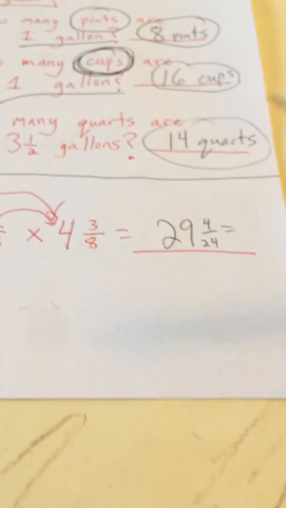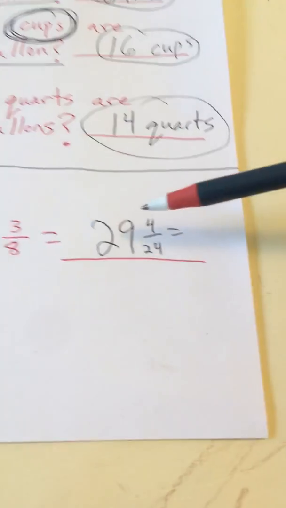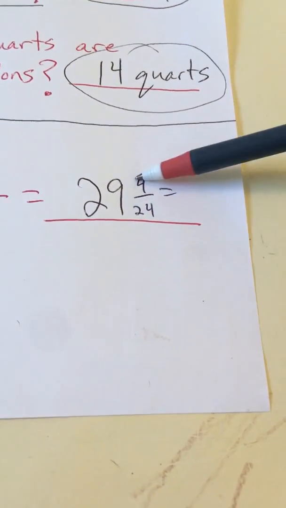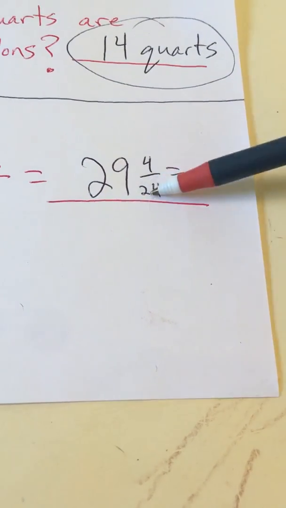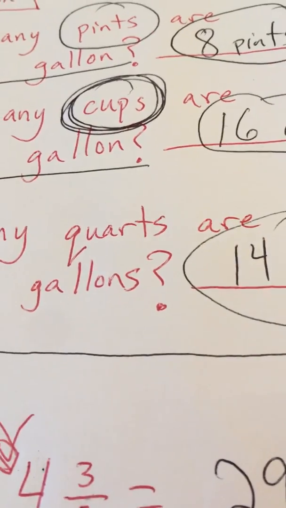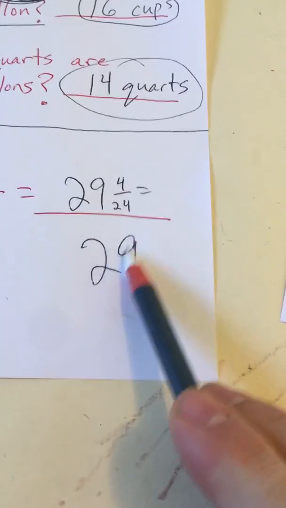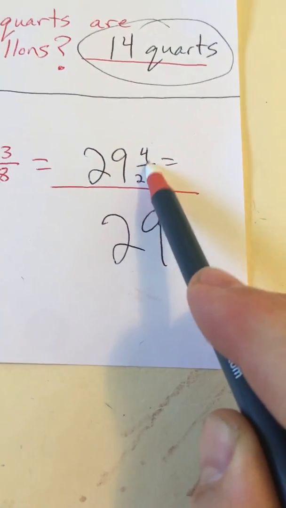Okay, we're going to do some of these next week, but I wanted to give you a little preview of this. Now, 4 and 24 can both be divided. We can simplify by dividing both of these by the same number. So we still have 29 wholes. Our answer is still going to be 29. We're just simplifying this fractional part.